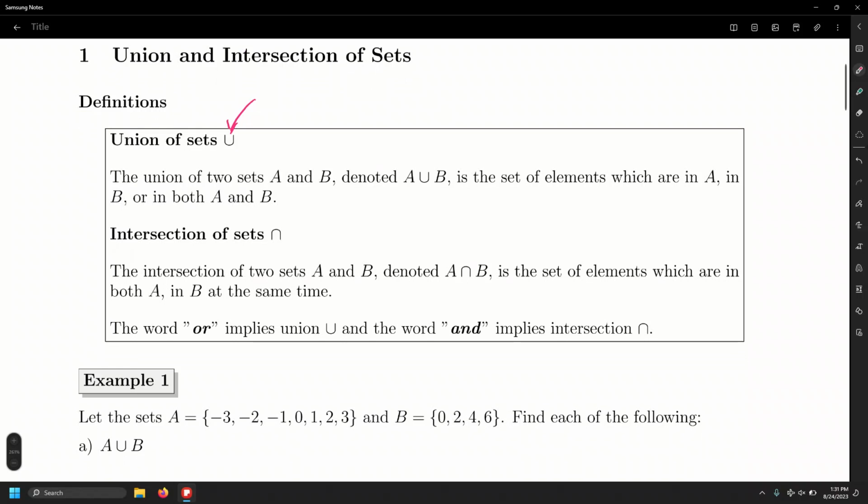As opposed to the intersection, which looks like an upside-down U. What is this about? Well, the intersection of two sets A and B, which is denoted, well, actually let me highlight some key ideas, the notation especially. A intersection B is the set of elements which are in both A and B at the same time. All right.